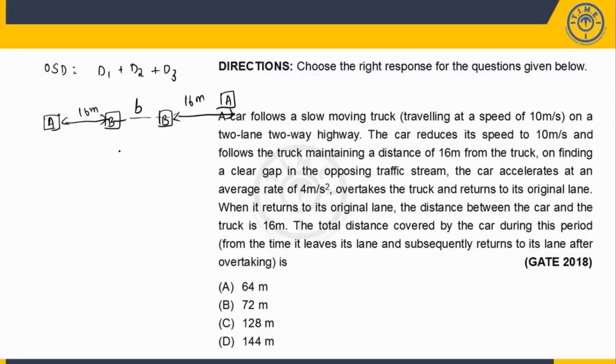B is nothing but VB into T. What is VB then? The slow moving vehicle speed, 10 meter per second. 10 multiplied by T. How to calculate T? T is 4 under root 4s by.